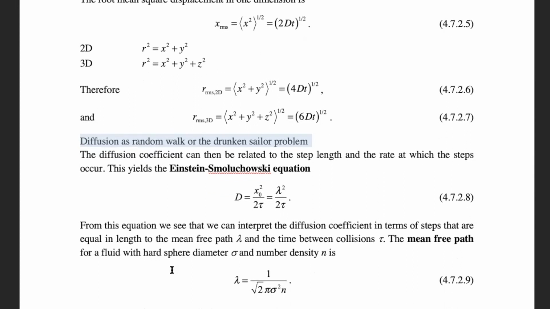And the mean free path is related to the size of our molecule. If we had hard spheres with a diameter of sigma and a number density n, right? The mean free path, the bigger the molecule, the smaller the mean free path, the higher the density, the smaller the mean free path. So in liquids, it's really small, whereas for low pressure gases, the mean free path can get quite large.